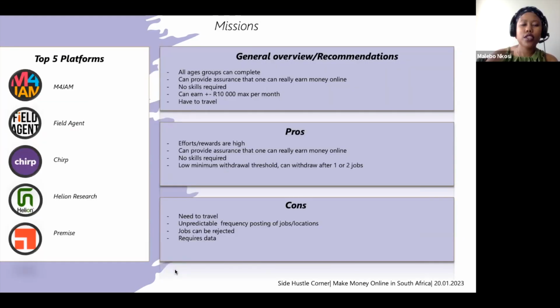Nope, we're good. So the third method is missions, and these are the top 5 platforms that I recommend: InfoGem, Field Agent, Chirp, and Helion Research, as well as Premise, right?